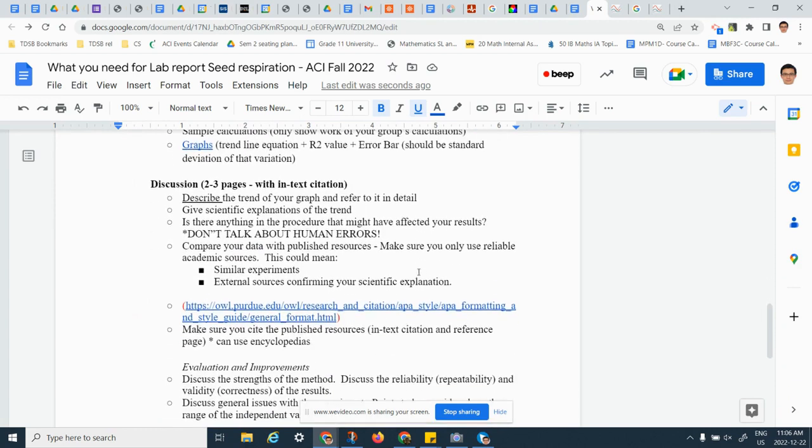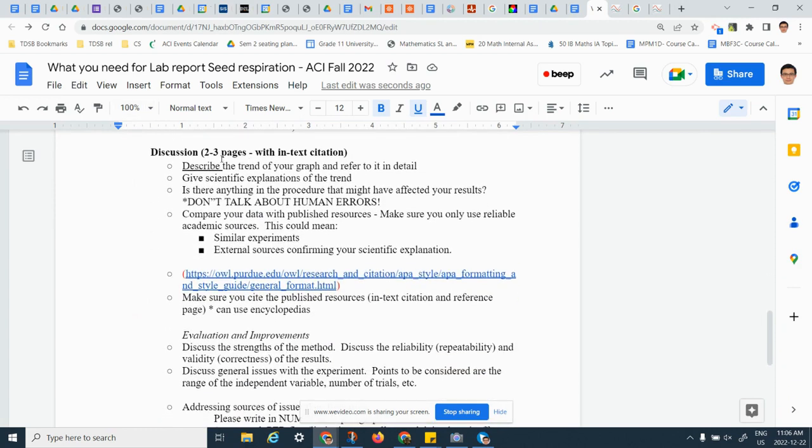Now after that, discussion: talk about your trend line, refer to it in detail, give a scientific explanation of the trend. Is there anything in the procedure that might influence your result? Please don't talk about human errors. No talking about human errors. Okay. That is really the time to talk about your uncontrolled variables.